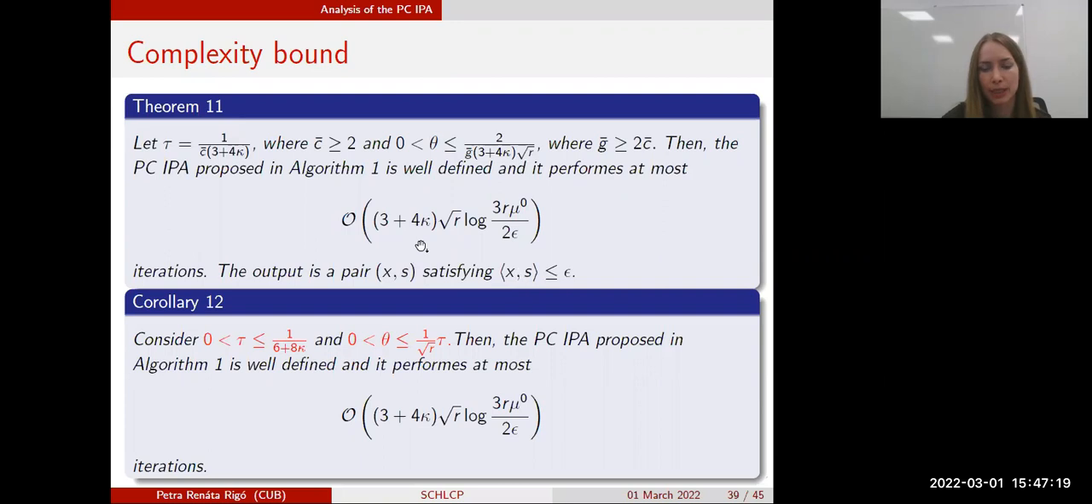We can see that we have this kappa in this complexity bound. And in the corollary, we can see the fact that we proved that the predictor-corrector algorithm is well defined for a set of parameters instead of fixed values of parameters tau and theta.